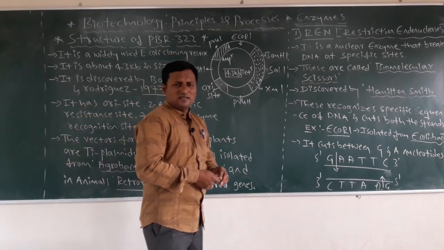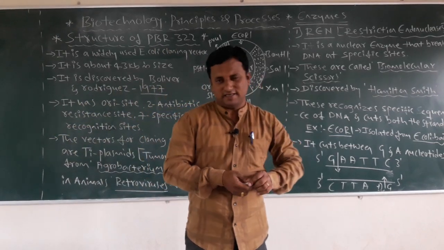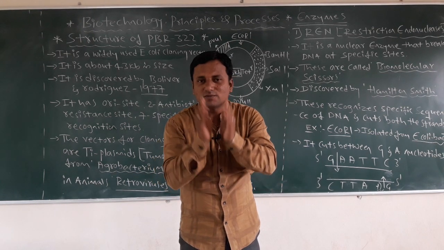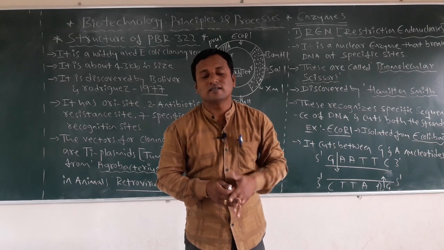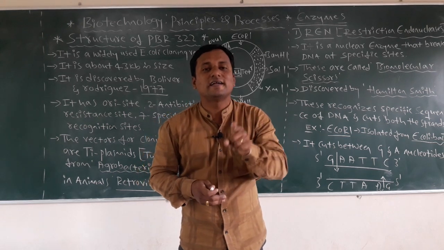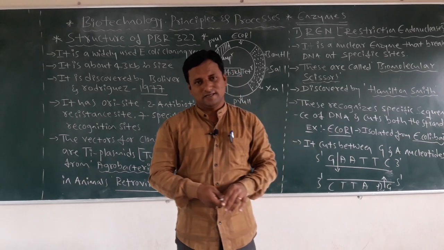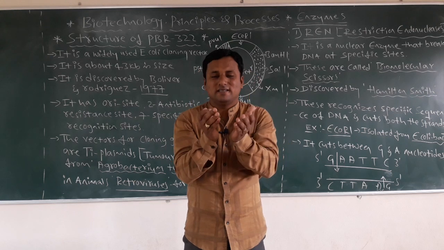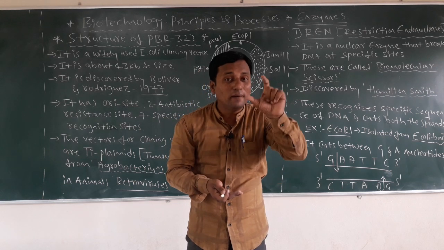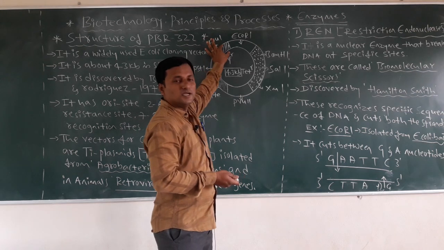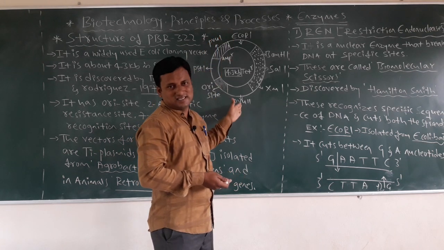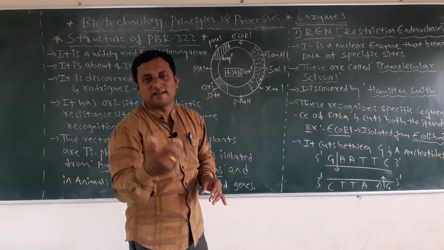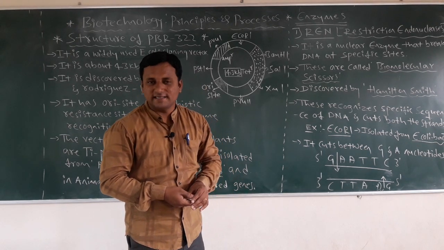Dear students, in plasmids there are some types. What are those? Because a plasmid is a small, circular, extra-chromosomal, double-stranded DNA molecule, which carries the genes into the host. Yesterday you discussed this. Host is nothing but the body of an organism.